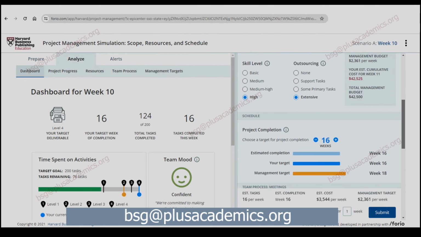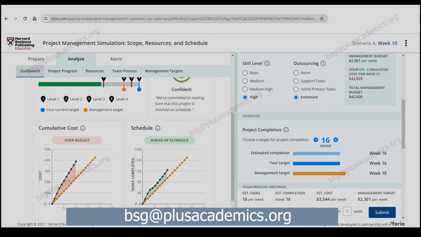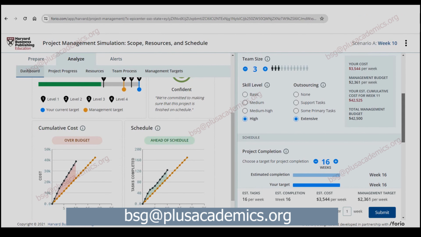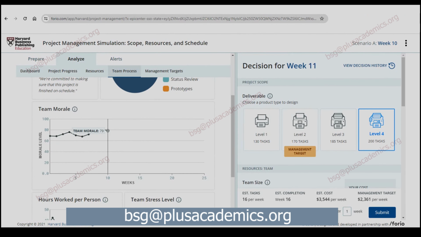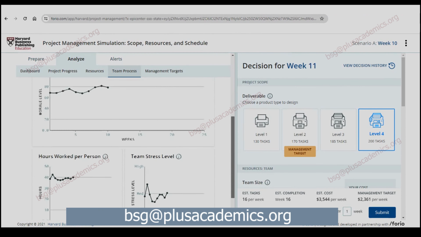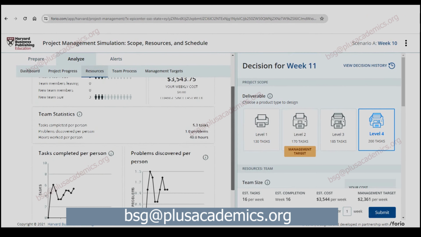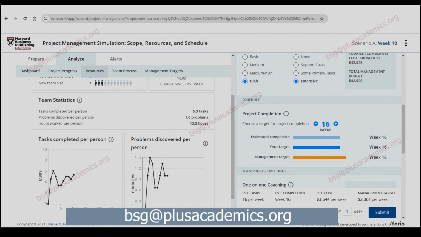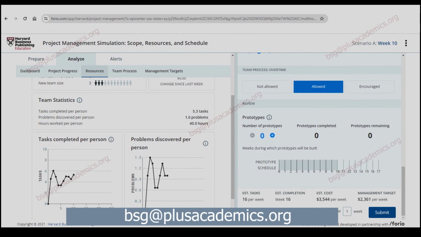Still, they are saying we are committed to making sure that this project is finished on schedule, and then okay, now let's go to team process. Let's see, team morale is dropping. We need to see why. Maybe because the stress level are increasing. And then resources, can see problem are nearly constant. So let us not pressure the employees. Let us add them this time 1 week so that they can have ample time completing the tasks. Okay, submit.